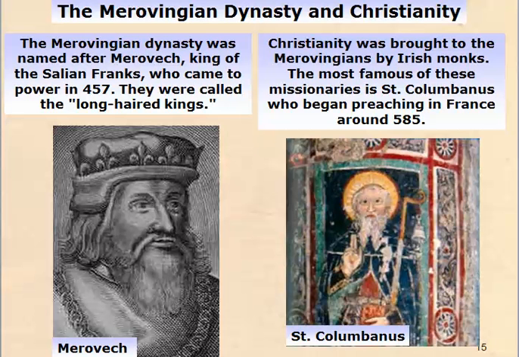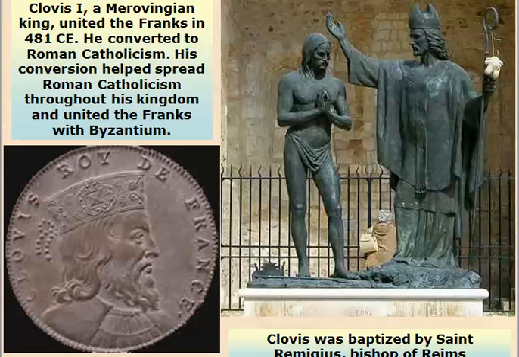Okay, so we have the Merovingian dynasty and Christianity. The Merovingian dynasty was named after Merovic, the king of the Salian Franks, who came to power in 457. They were called the long-haired kings. Now Christianity was brought to the Merovingians by Irish monks. The most famous of these missionaries was Saint Columbanus, who began preaching in France around 585.